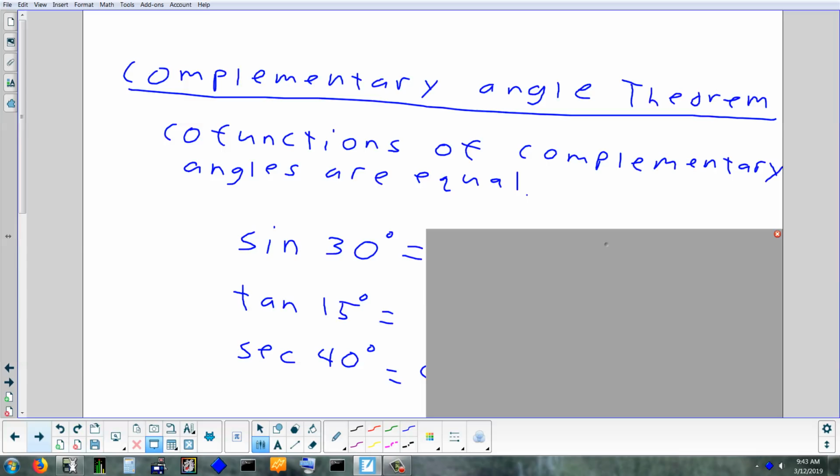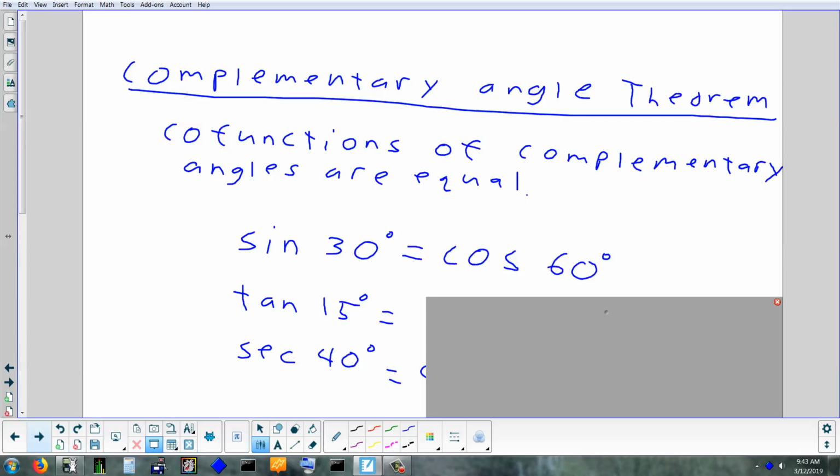Sine. What's the cofunction? Cosine, yep. So we're going to have cosine. Now, what angle is complementary to 30? 60. Those two things come out exactly the same. The sine of 30 is the same as the cosine of 60. Cofunction, complement. Okay, let's do it again.